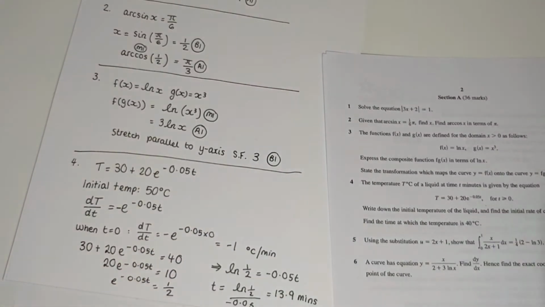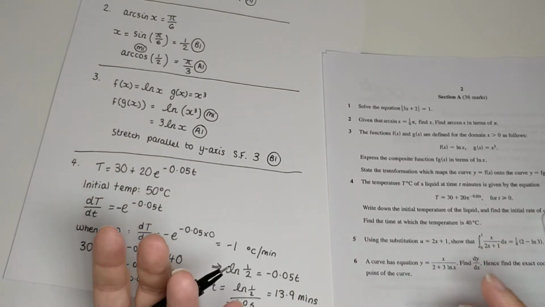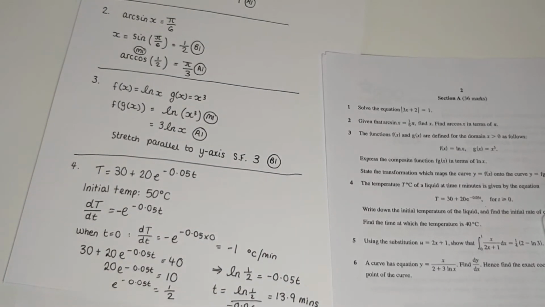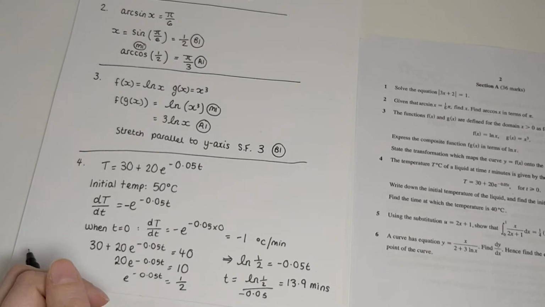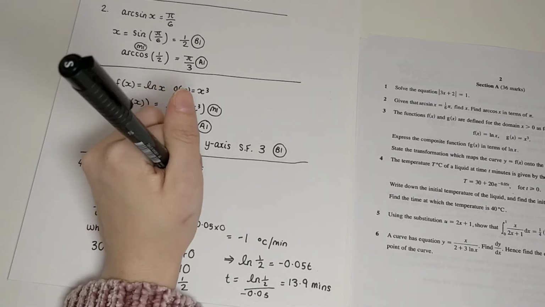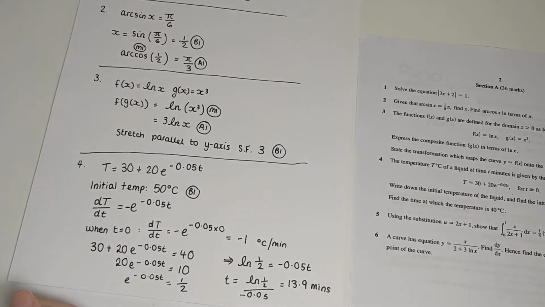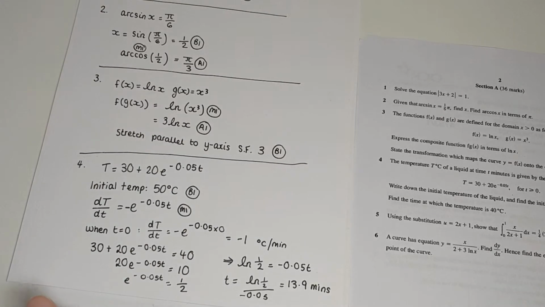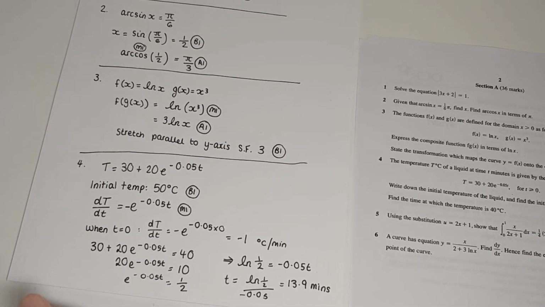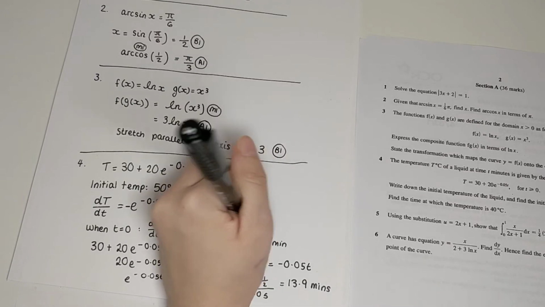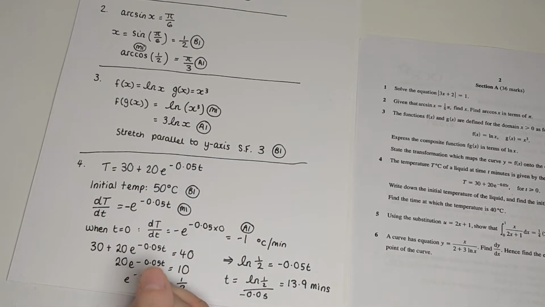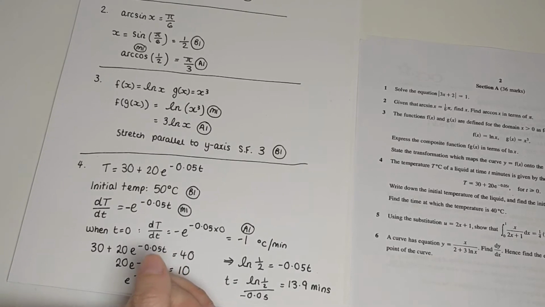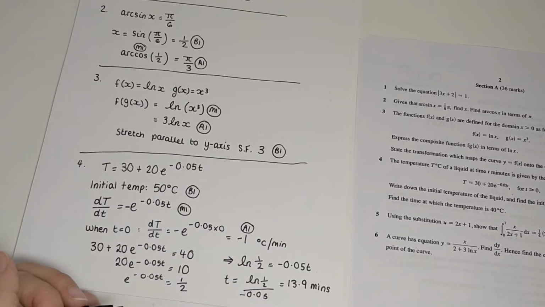I could say 13 minutes and like 50-ish seconds. Like I could convert it. That'd be okay as well. Let's see what marks we're going to get. So we get B1 for the initial temperature. We get M1 for the correct derivative. We get A1 for -1. You also get A1 if you've written 1 instead of -1. You still get the accuracy mark. That's really weird.